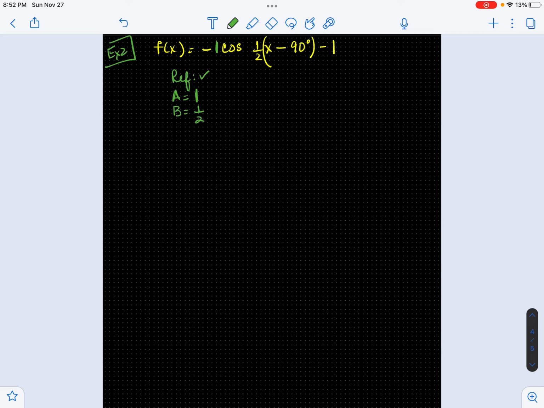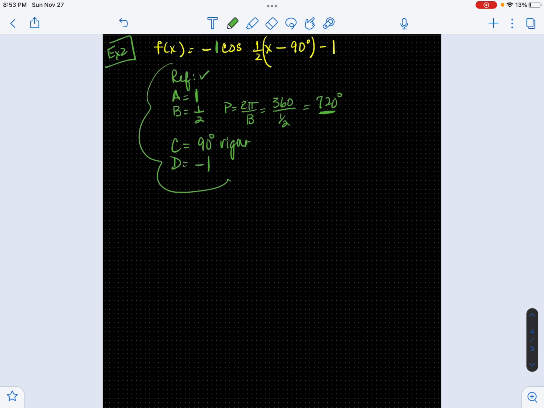B is half, so again a slower wave. It's going to be half as slow as the parent, which means its period will be 4 pi. So if I quickly do that, P will be 2 pi over B, but now we're in degrees. So 360 over half, which makes it 720 degrees actually. Keep, change, flip. So period is 720 degrees, which is 2 pi. Then comes in C, again to the right, 90 degrees to the right. And then D is down 1.